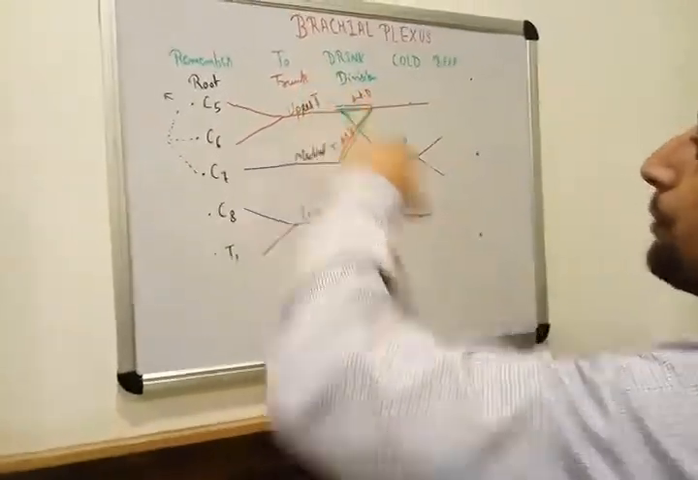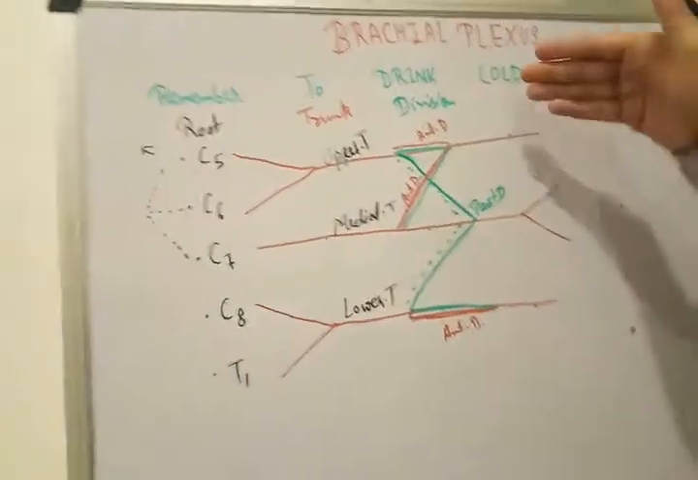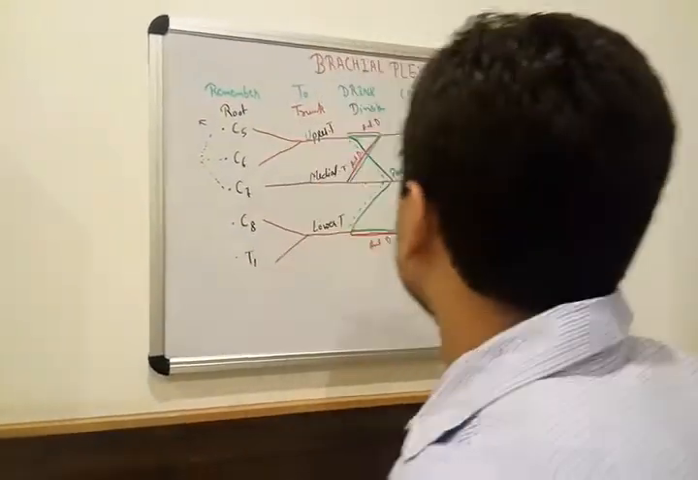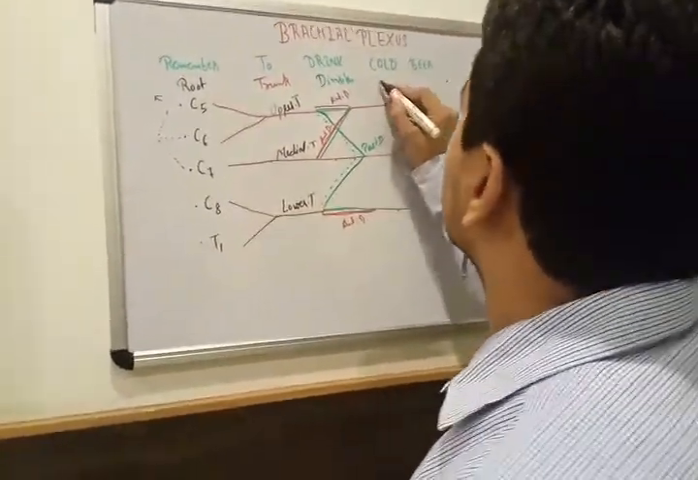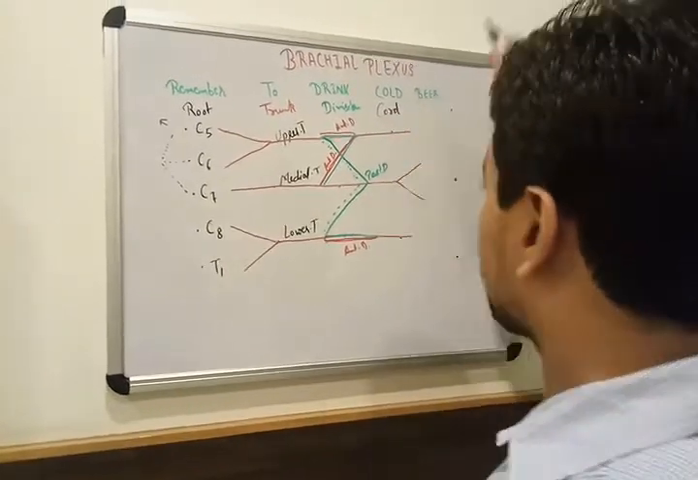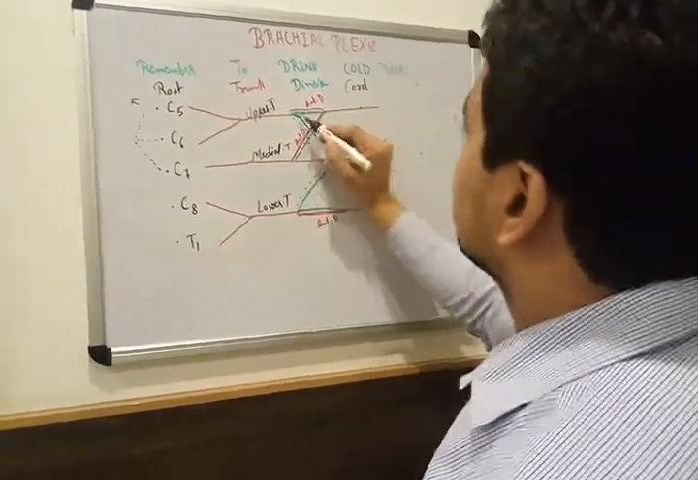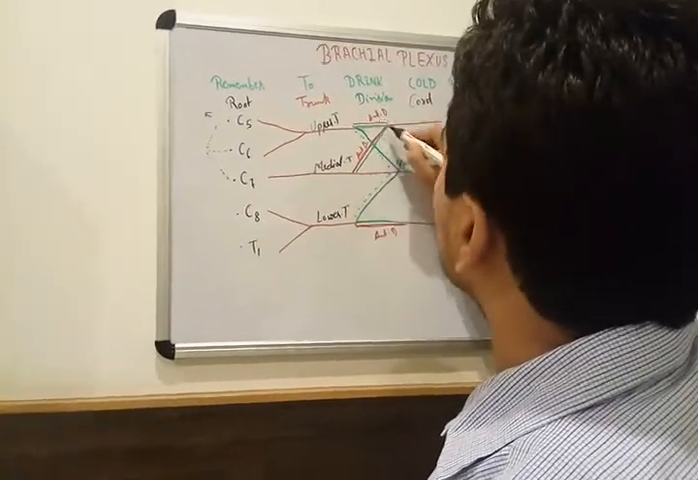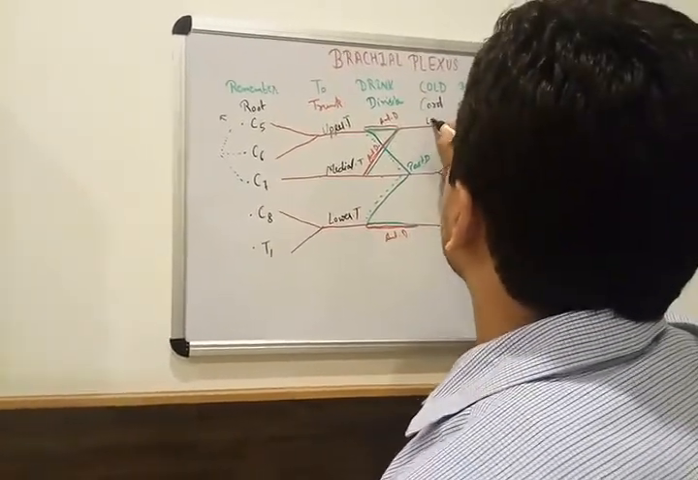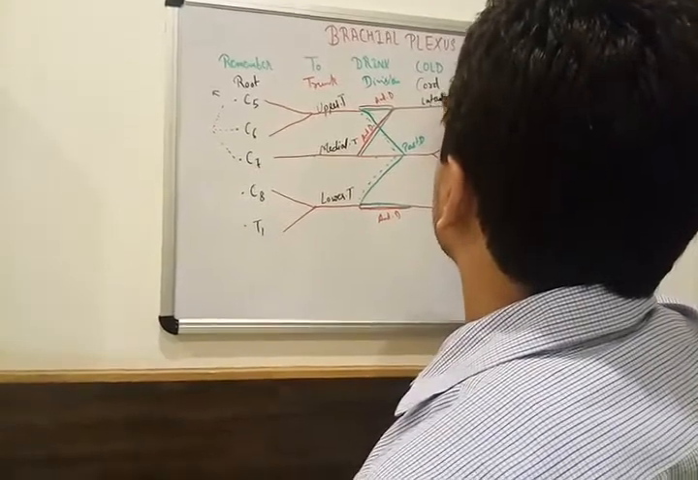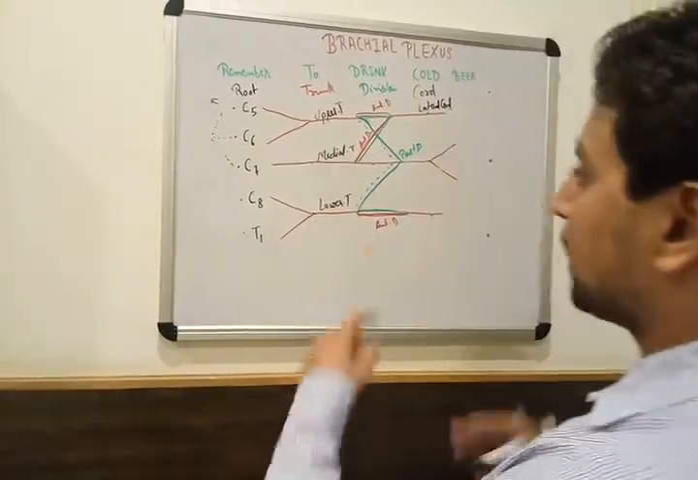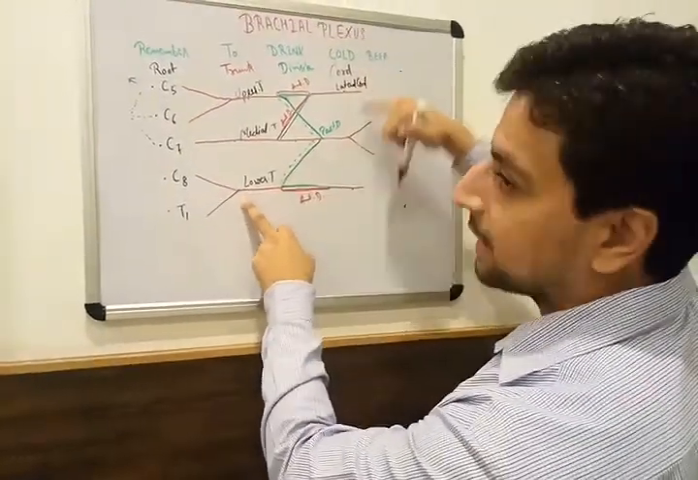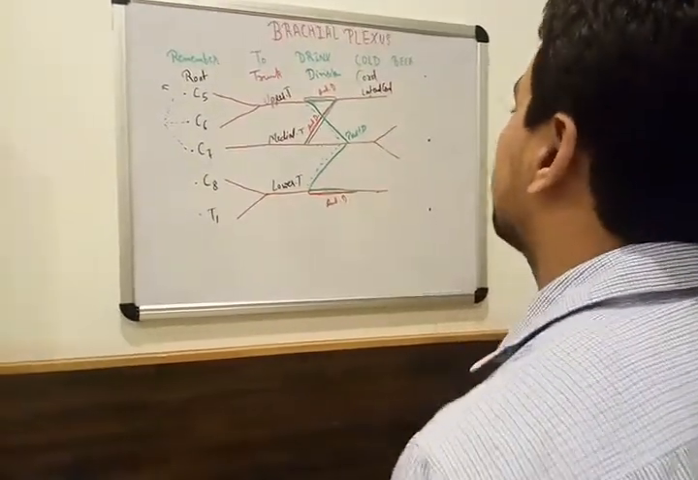Okay, so now we are going to come towards cold. Cold means cord. This is the cord division, cord. So the cords: this anterior C5, C6 and C7, these together combine to form the lateral cord, L-A-T-E-R-A-L, lateral cord. See the opposite here: lateral, and here the lower trunk. So lower and lateral are in opposite directions. So this is the lateral cord.